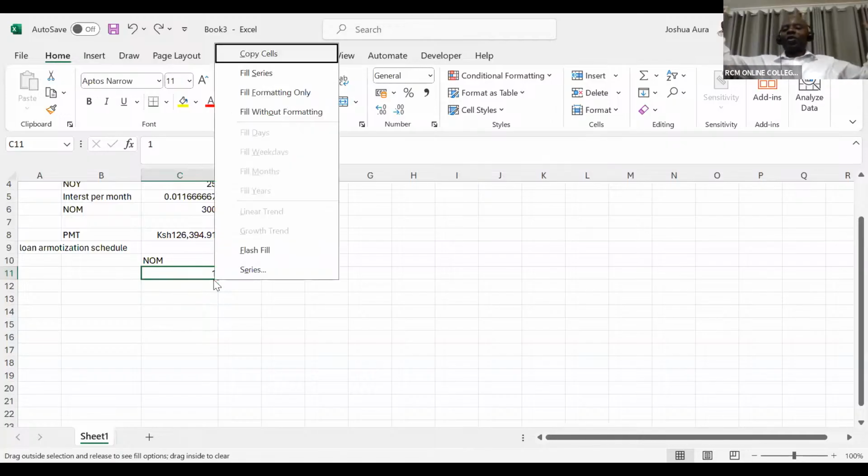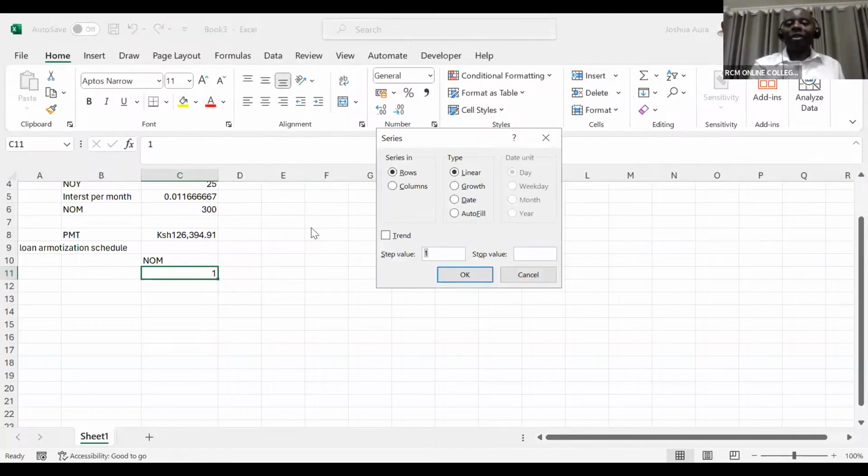And then you release. When you release, you are able to see series here. Don't forget to say it's column series. Don't forget to say stop value, which is 300. Don't forget to say okay.